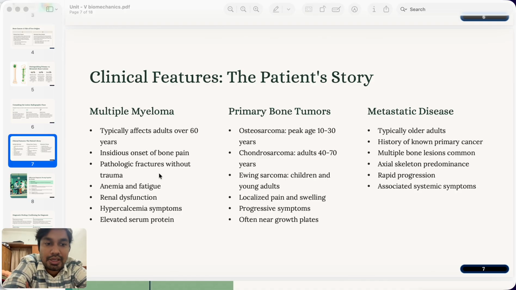The next is primary bone tumors. Osteosarcoma peaks in the age of 10 to 30 years, chondrosarcoma usually happens in adults from 40 to 70 years of age, and Ewing sarcoma occurs in children and young adults. Localized pain is seen in most of these cases, along with swelling and progressive symptoms. Usually it takes its own time to show as a symptom in the body, and the last one is often near growth plates.